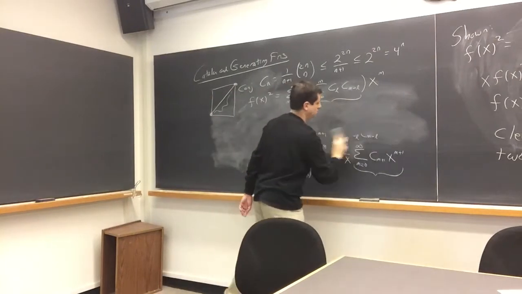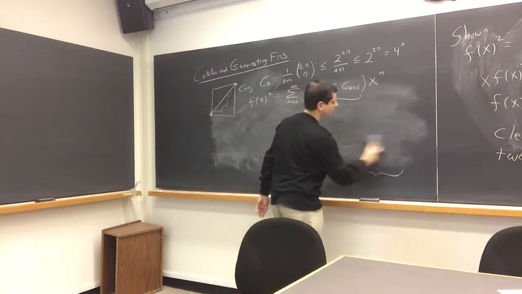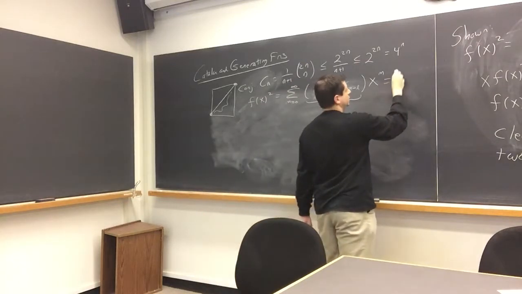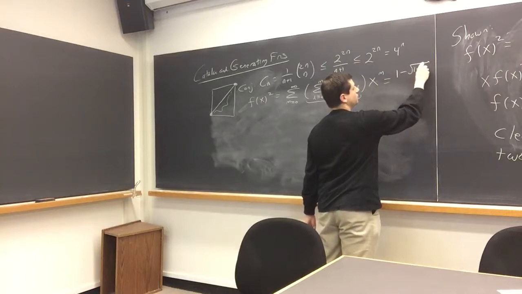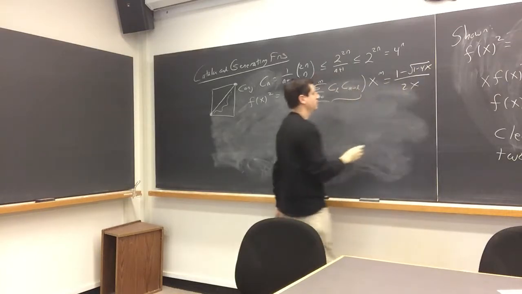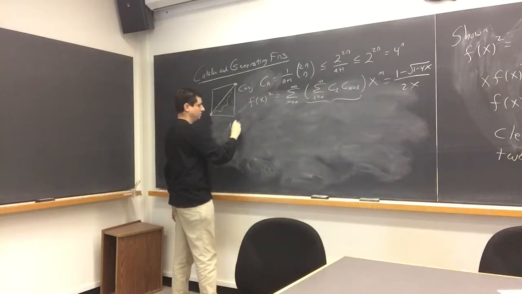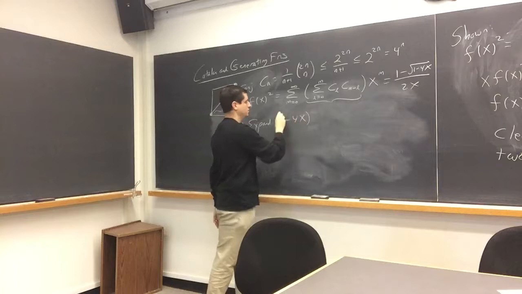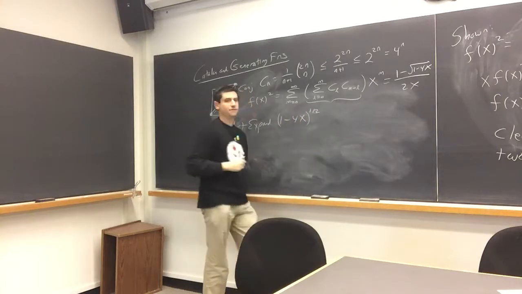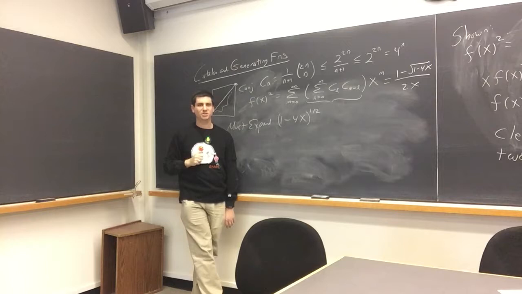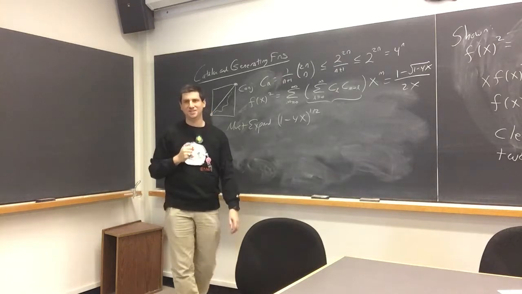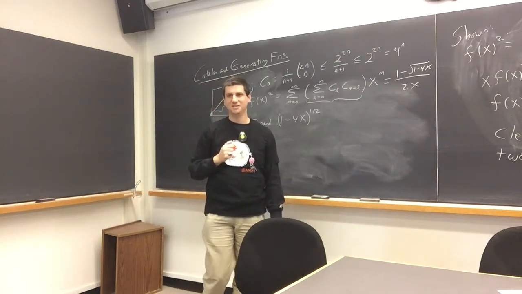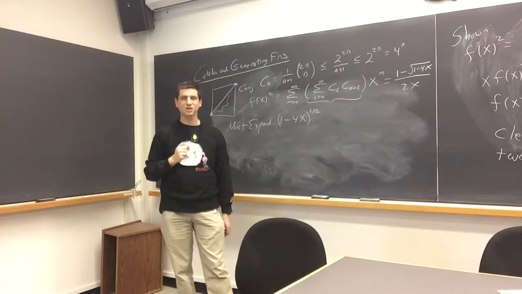So we know that the formula is 1 minus the square root of 1 minus 4x, divided by 2x. So we must expand 1 minus 4x to the 1/2. Anybody know how to do this? It's just the same as a binomial theorem, except because of the factoring, yeah, it's a little bit more involved.